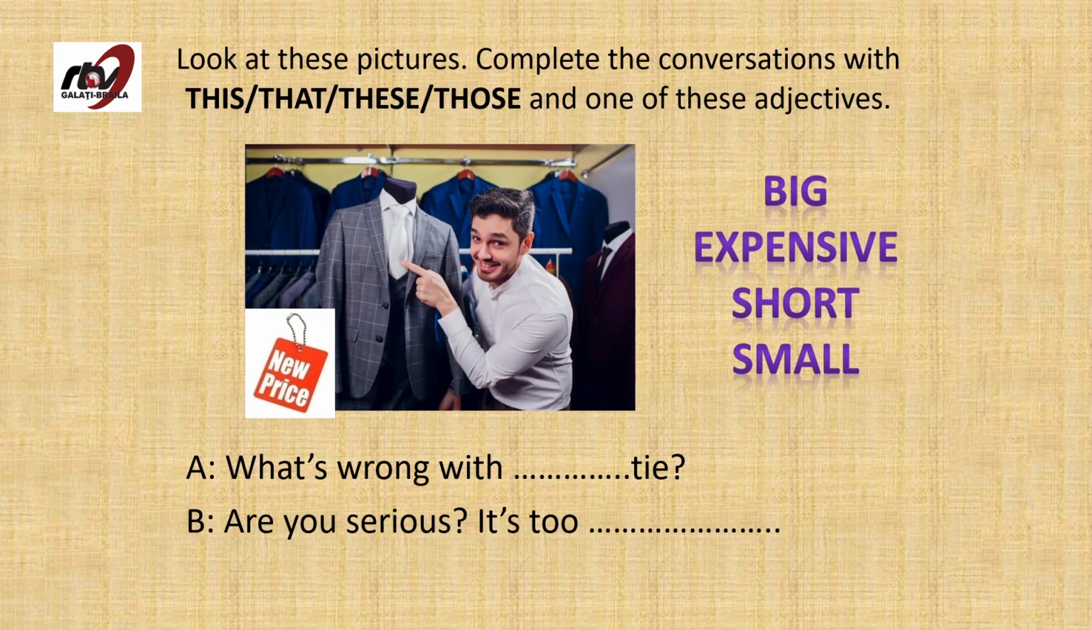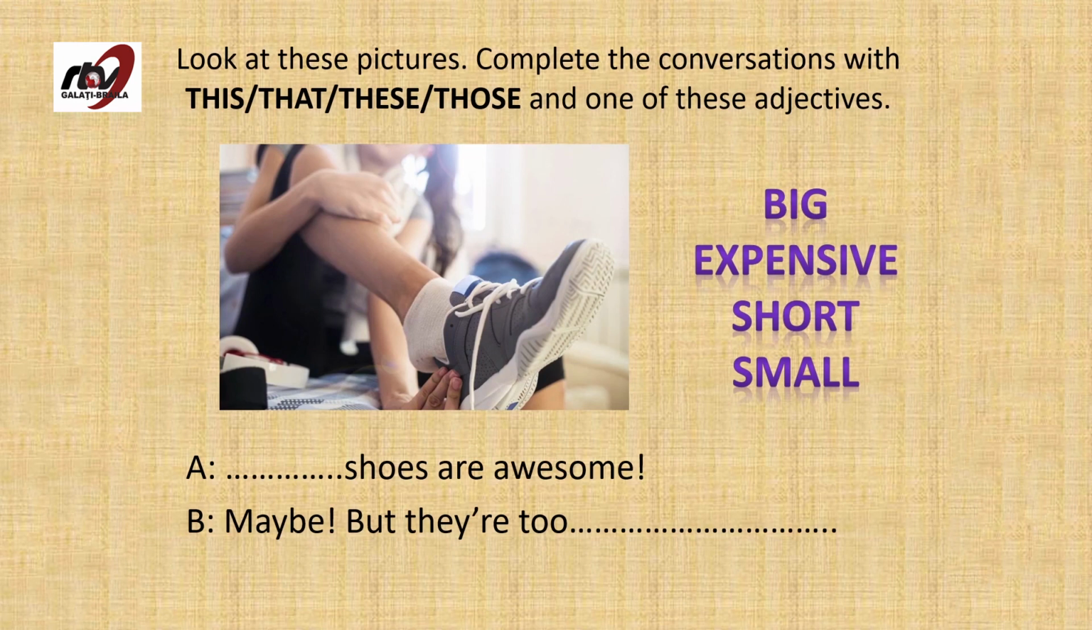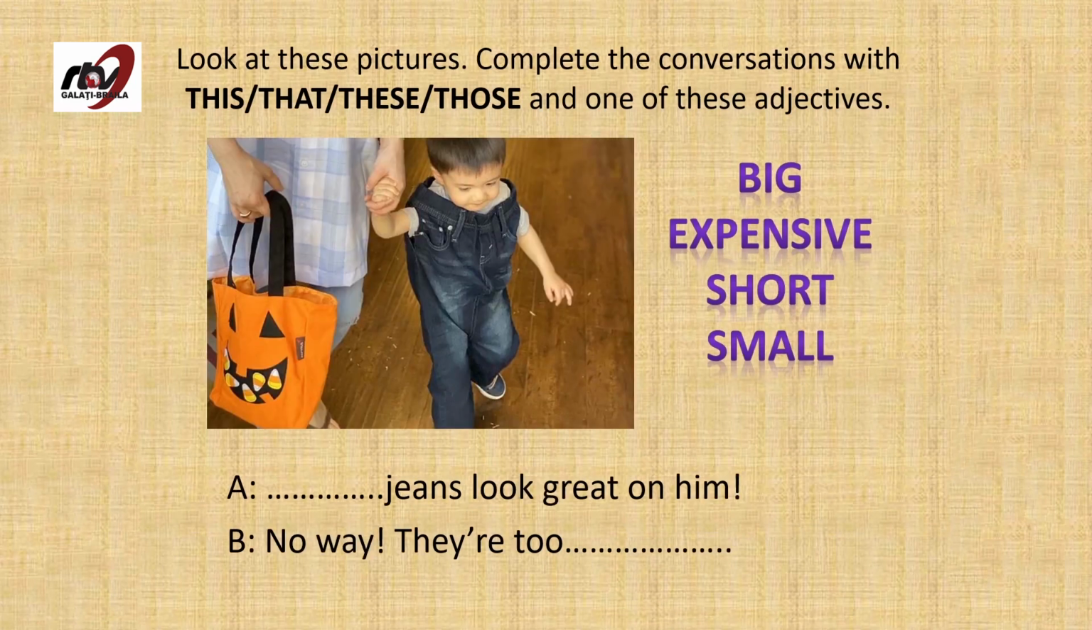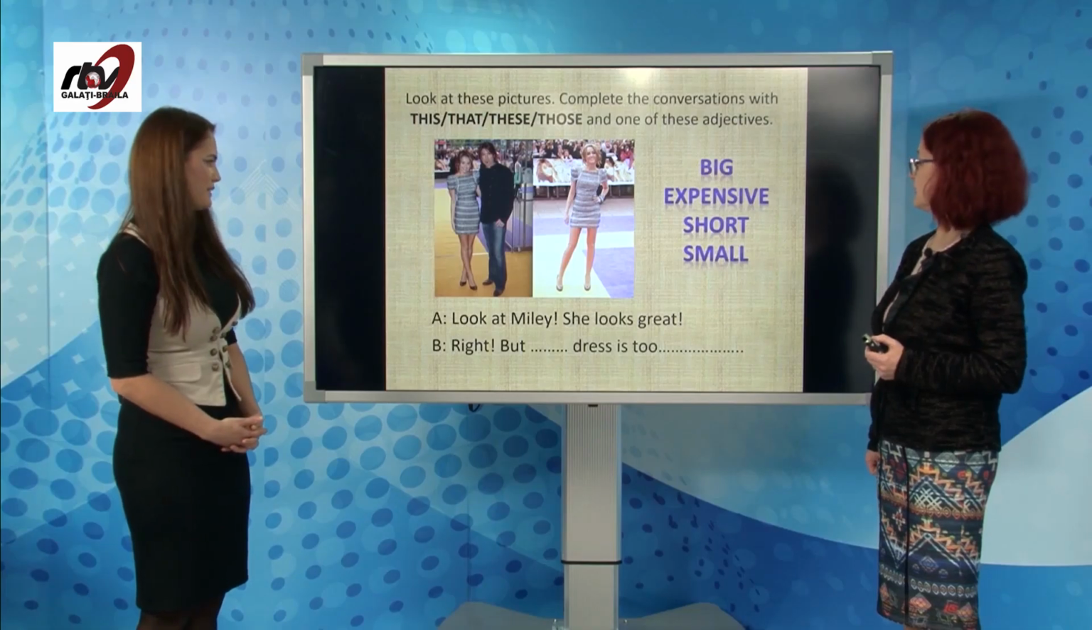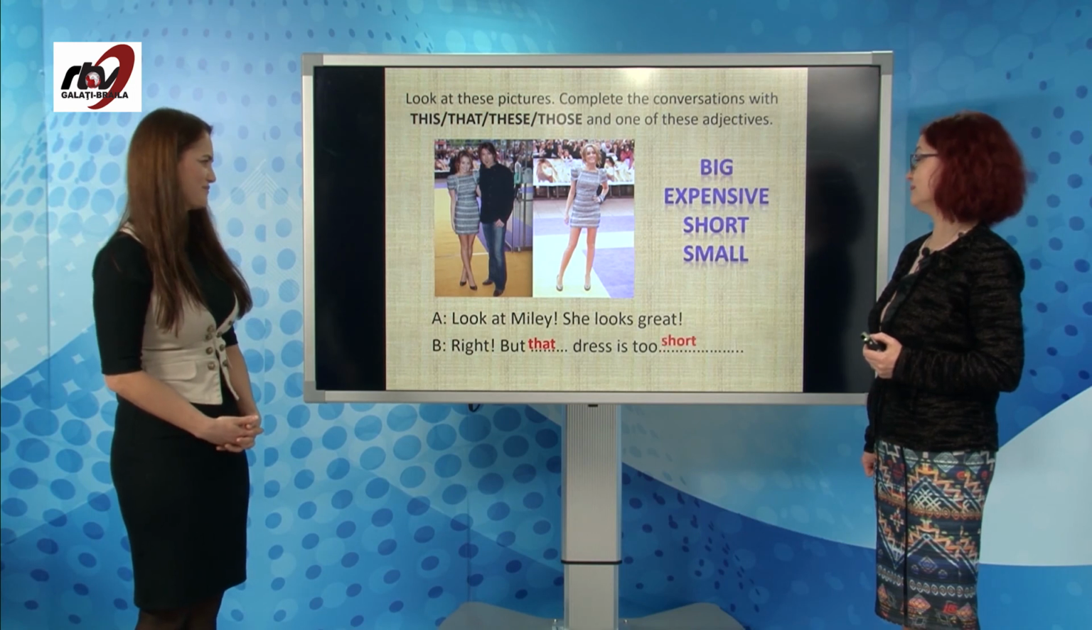Complete the conversations with this, that, these, and those. And of course, use one of these adjectives: big, expensive, short, small. What's wrong with this tie? Are you serious? It's too expensive. These shoes are awesome. Maybe, but they're too small. Those jeans look great on him. No way. They're too big. Look at Miley. She looks great. Right, but that dress is too short. Well.